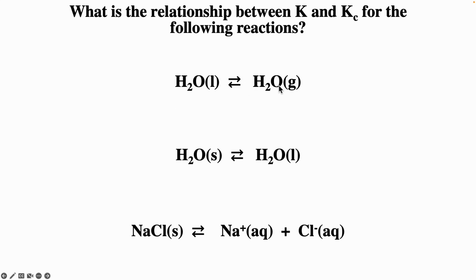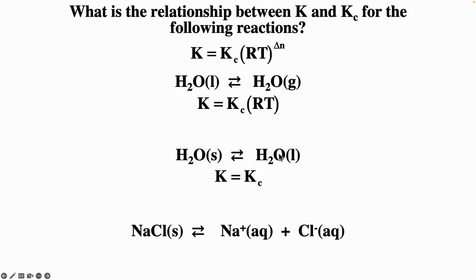Here we've got 1 gas particle, and so again, K equals K sub C times RT to the delta N. So for this first reaction, delta N is 1. Here we have 0 gas particles, so K equals K sub C. And here we have 0 gas particles, so K equals K sub C.